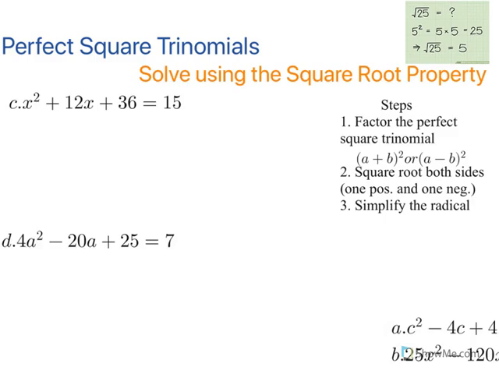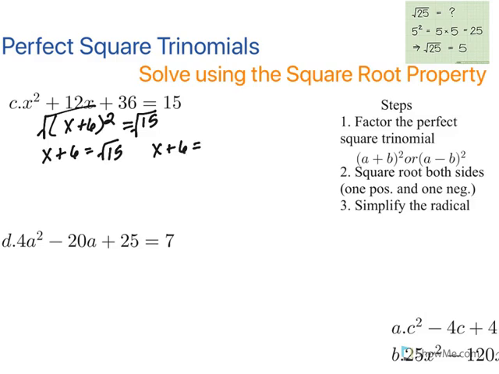When we look at this next example, you're going to notice that the right side is not a perfect square. So it's going to look a little different. Let's begin by factoring the perfect square trinomial of x squared plus 12x plus 36. This is going to factor to x plus 6 squared is equal to 15. Then we take the square root of both sides. When I take the square root of both sides, I'm going to be left with x plus 6 is equal to the square root of 15, and x plus 6 is equal to the negative square root of 15.